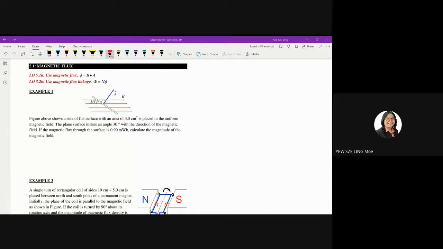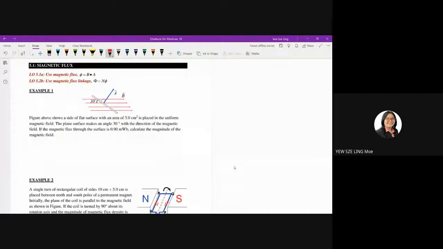Okay, now let us continue with the class. Today we're going to do 5.1 and 5.2. All right, magnetic flux, and then we're going to look at some of the applications. So first of all, let us go through the equations in the magnetic flux in 5.1.